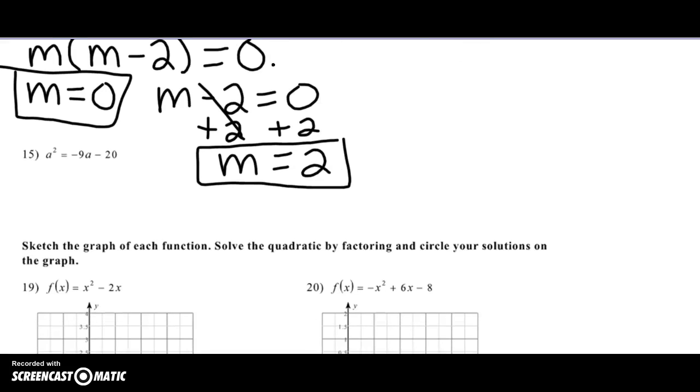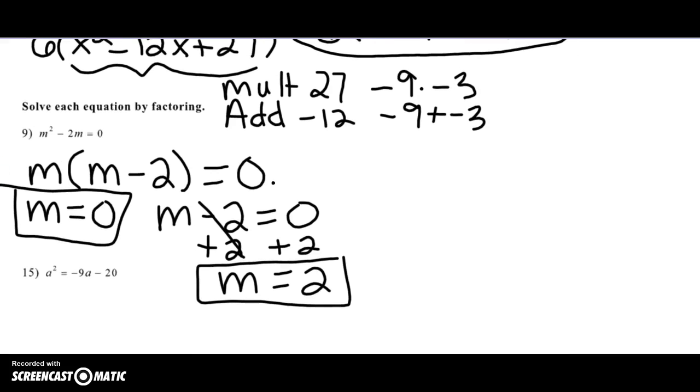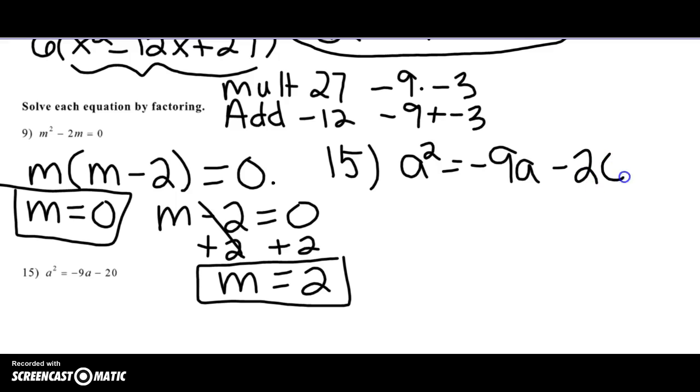Let's look at number 15. I'm going to rewrite it up here so I have a little more space. Number 15 is a squared equals negative 9a minus 20. I can't even factor it yet. I don't have my a squared plus b plus c, but I also don't have it equal to 0. So let's get it equal to 0.